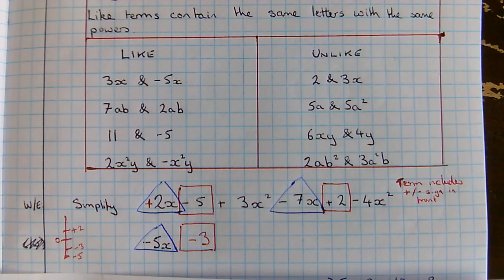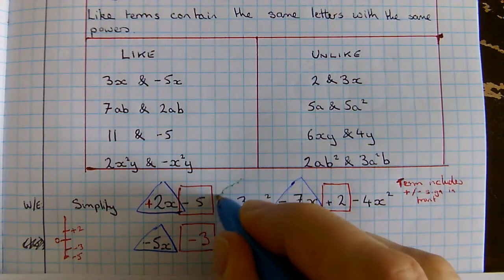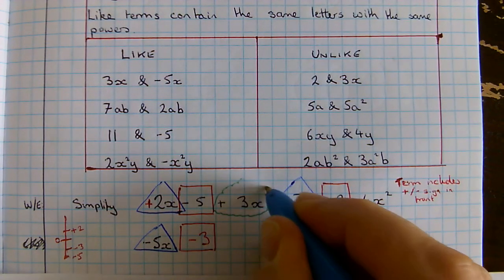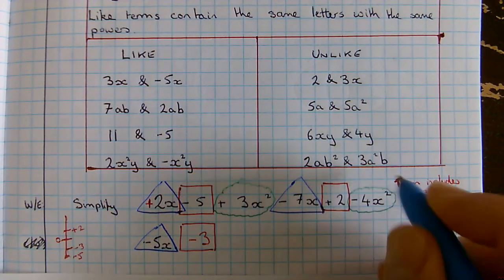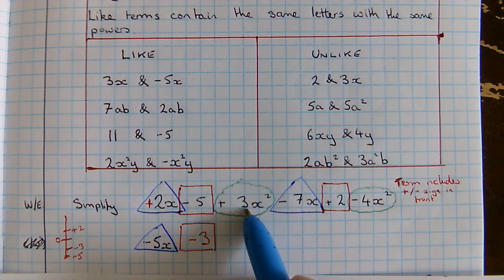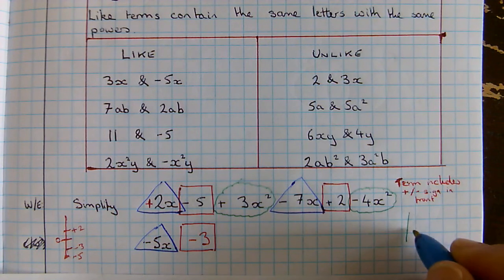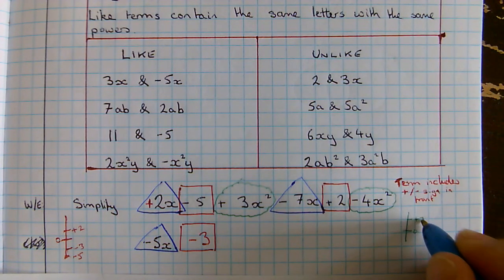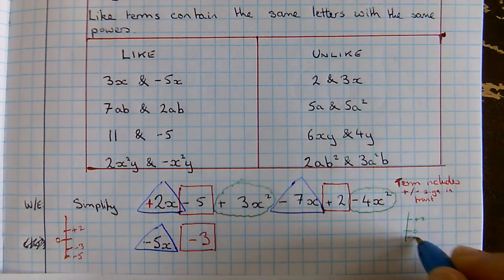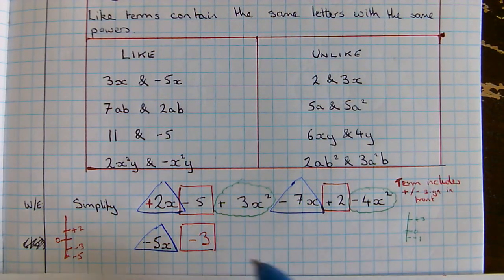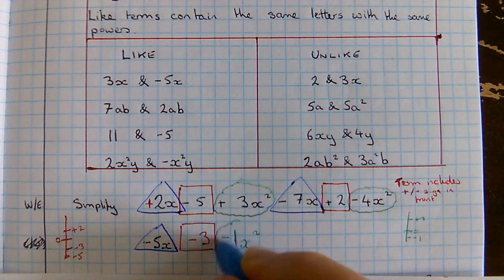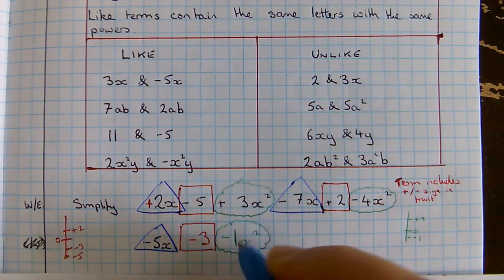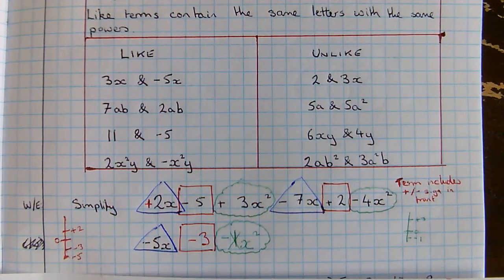The last one, I've got my plus 3x squared and minus 4x squared. I'm just going to surround those by a green cloud, plus 3x squared, and minus 4x squared. I start at positive 3, and go down by 4, to over here. There's my 0, start at positive 3, go down by 4, 1, 2, 3, 4, it's going to take me down to minus 1. So here, that's going to give me minus 1x squared. Now normally, we don't need to write in that 1, so I could just put minus x squared there.